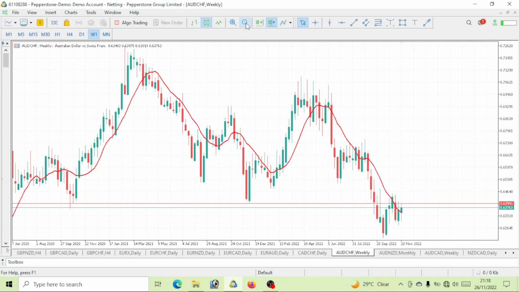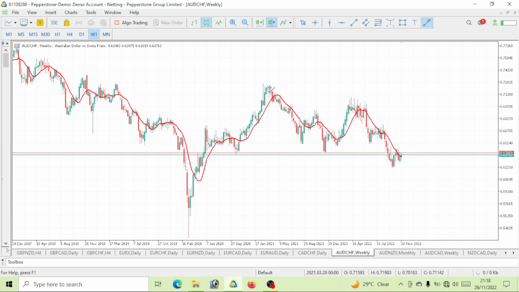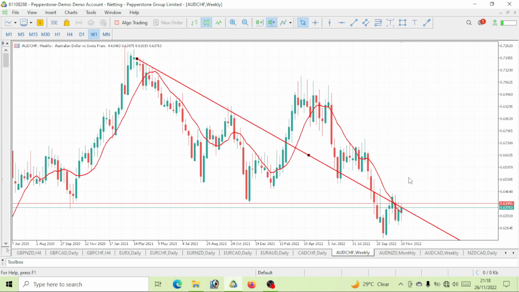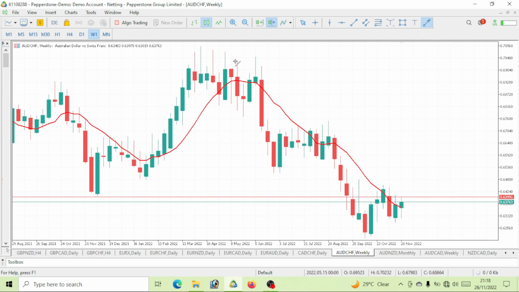So what does the weekly time frame say? You can clearly see that this is a bearish move. The weekly time frame is also dropping. Notice on the monthly time frame we are bearish, and the weekly time frame also says we are bearish. Now let's see it from here. Let's start this movement from here.